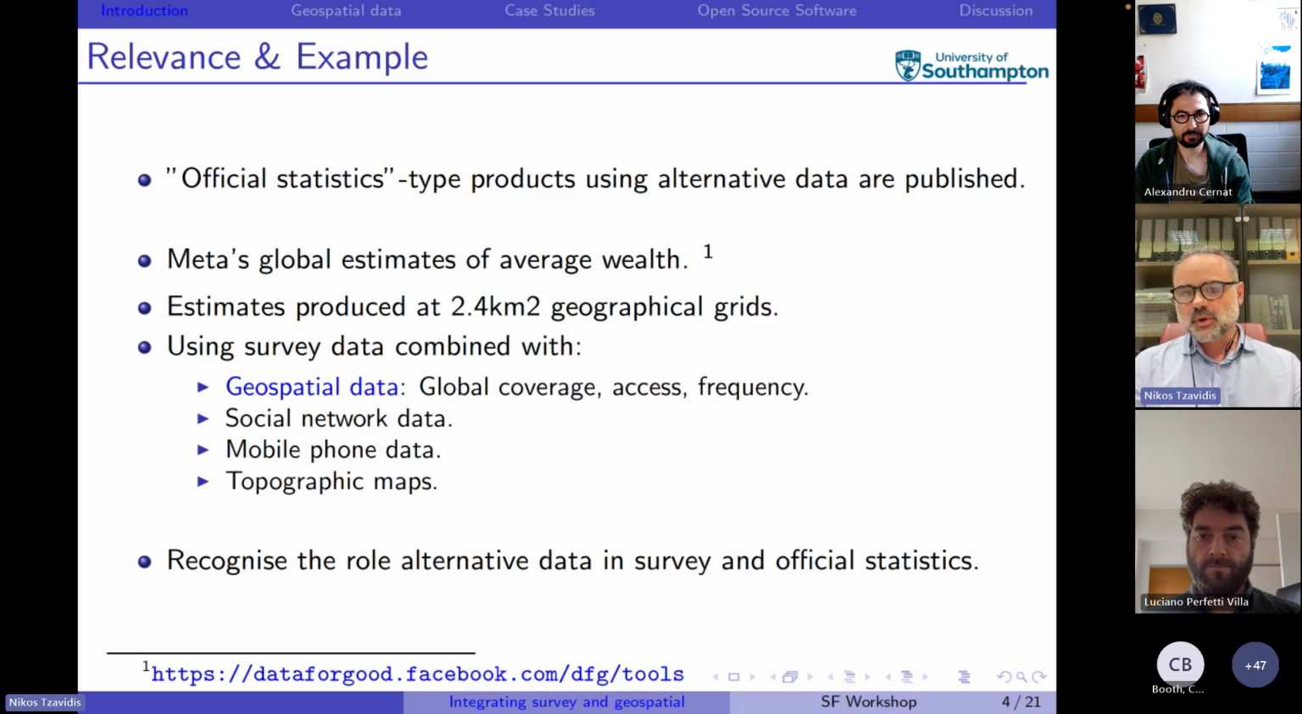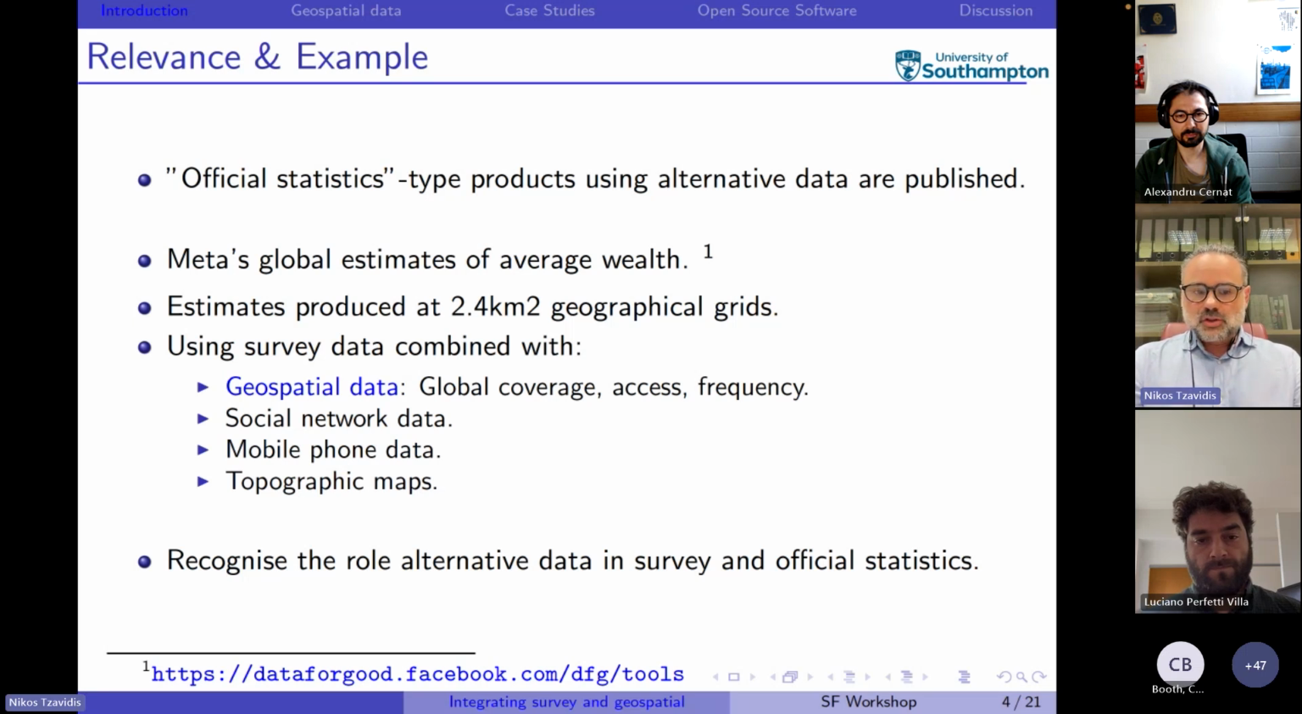What is quite interesting about the estimates is that they are produced at a very low geographical grid level. So in the case of the average wealth estimates, they are produced at 2.4 square kilometer grids. And the second bit that is relevant to our application here is that they are doing it by using survey data combined with different data sources. One is geospatial data, which we're going to focus on today in this presentation, but then there are other types of data like social network data, mobile phone data, topographic maps, and so on.